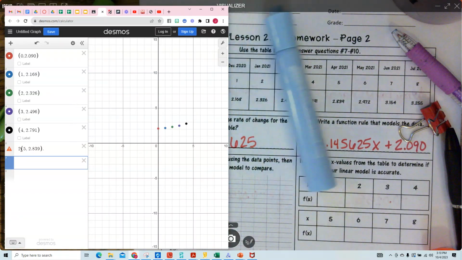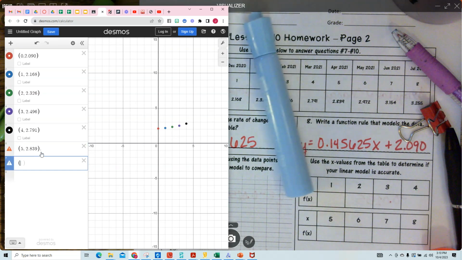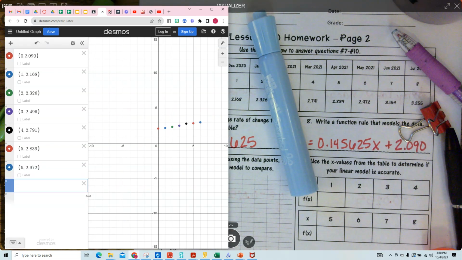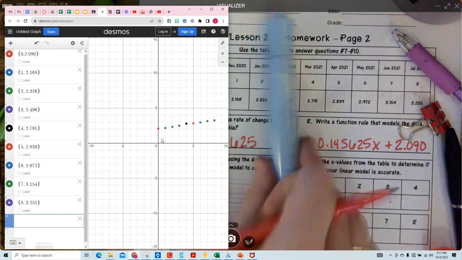Ooh, that one's off. I really messed up on that one. There we go. 6, 2.972, 7, and then 8. Okay, so there's my points, and you can see they're not as straight as those other ones were.